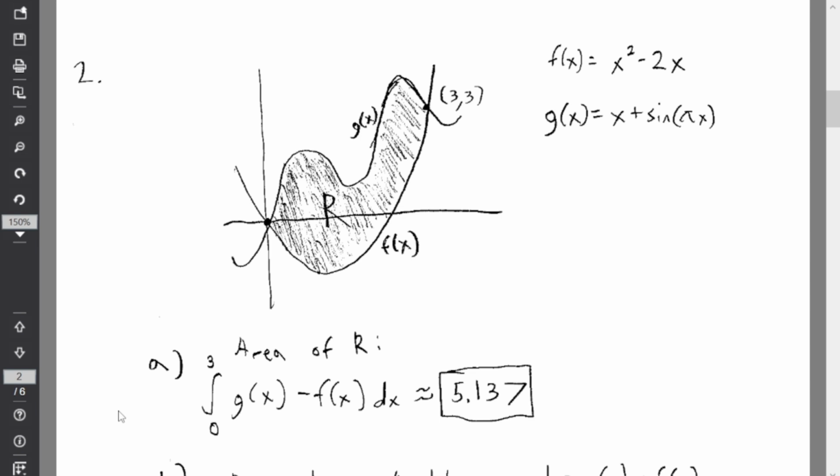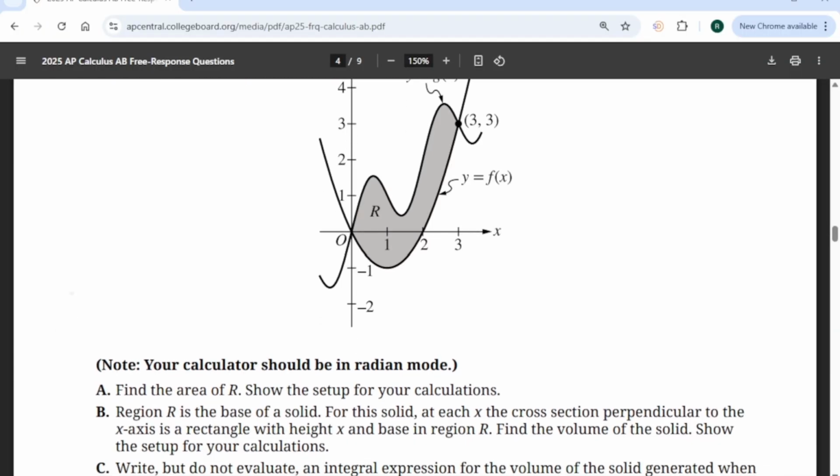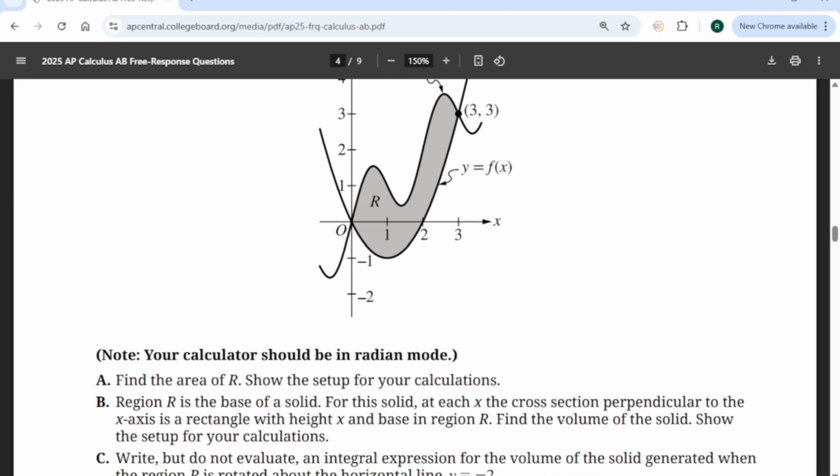For B, it says region R is the base of a solid. The cross section is a rectangle with the height being x and the base being the region R. We're going to find that volume.